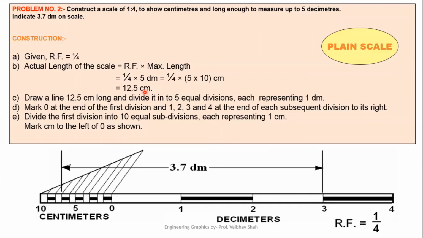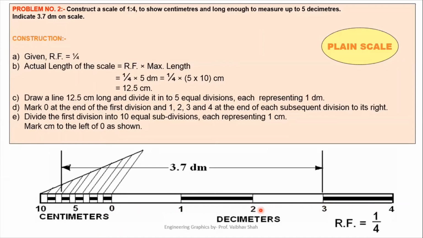So now let us start drawing this problem. So we'll first draw one line, which is a line of 12.5 centimeter. Now we'll divide this line into suitable number of parts. So how many parts will we be dividing this line into? You have to look for the maximum measurement. So maximum measurement is 5 decimeters. That means our significant digit is 5. So we'll be dividing this line compulsorily into 5 equal parts. So let us divide this line into 5 equal parts. So 1, 2, 3, 4 and 5.